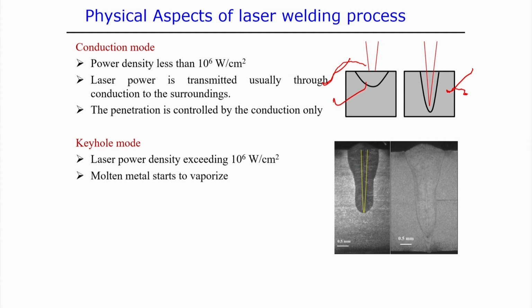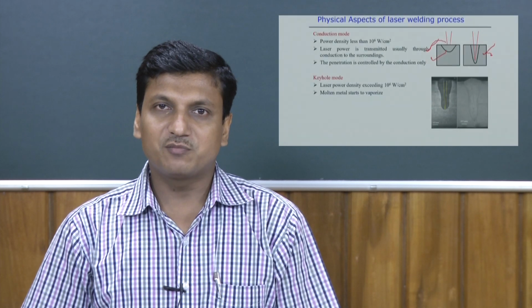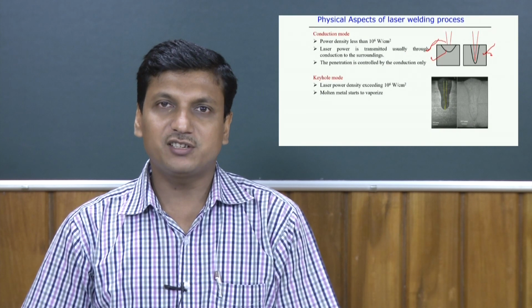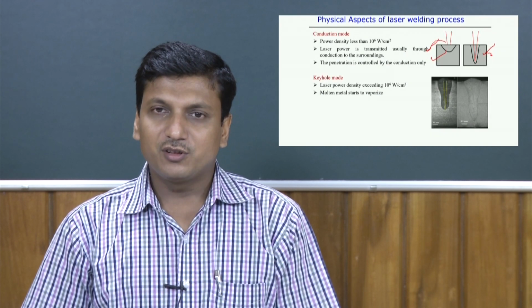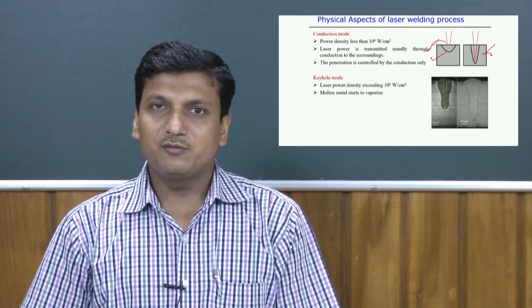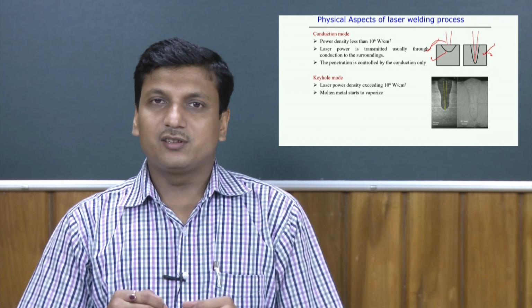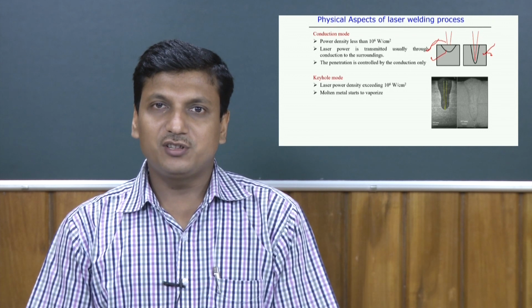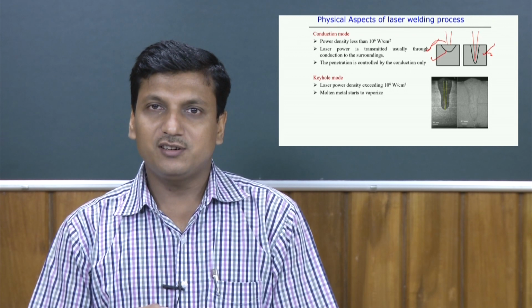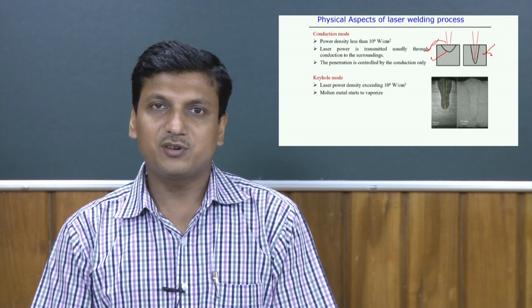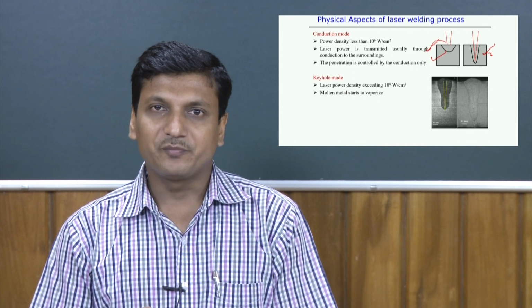But apart from that, how exactly does the keyhole form in keyhole mode laser welding? Since the power density is very high, it tries to vaporize the material, since the maximum temperature within the domain of the substrate material crosses the vaporization temperature of that specific material.